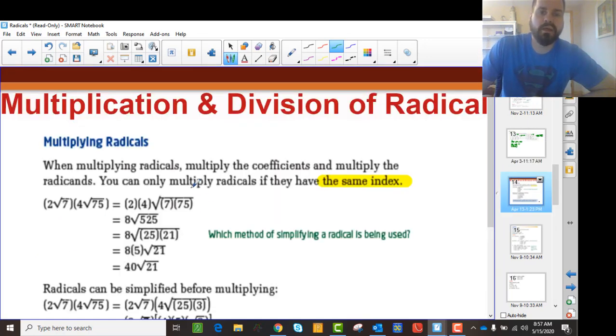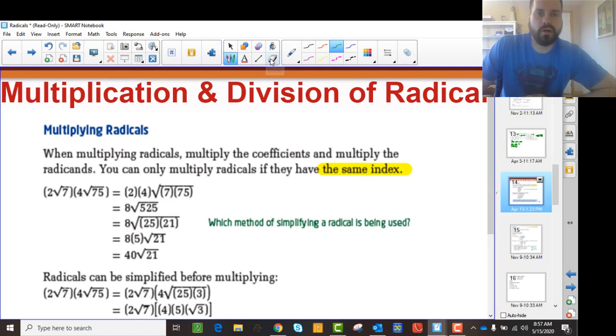When you look at multiplying, the only thing that has to be the same is the index. So you have to have the same index in order to multiply. And then what you do is you multiply the numbers outside the radical sign, if it's a mixed radical. So in this case, 2 root 7 times 4 root 75 becomes 2 times 4, and then square root of 7 times 75, okay? And then you would multiply the 2 by 4 to get 8, and the 7 by 75 to get 525, and then you simplify that as best you can, all right?